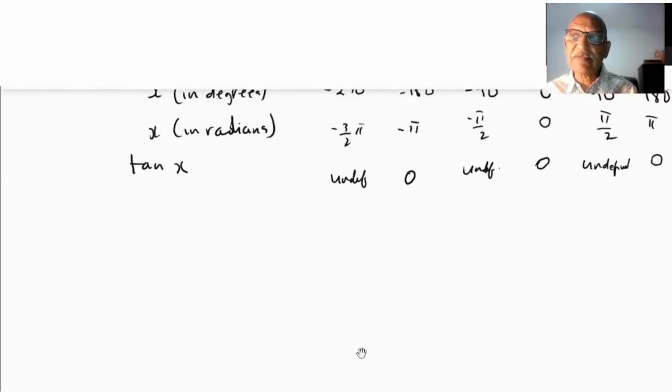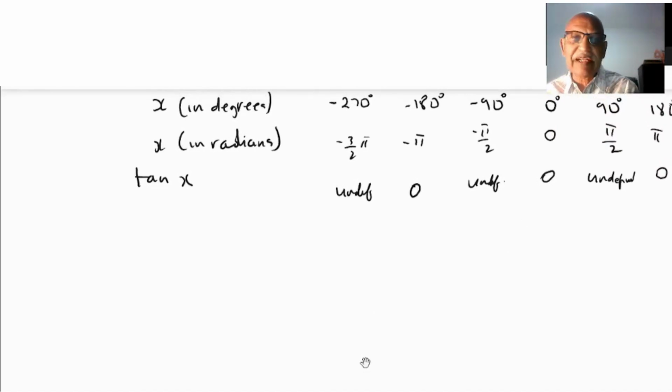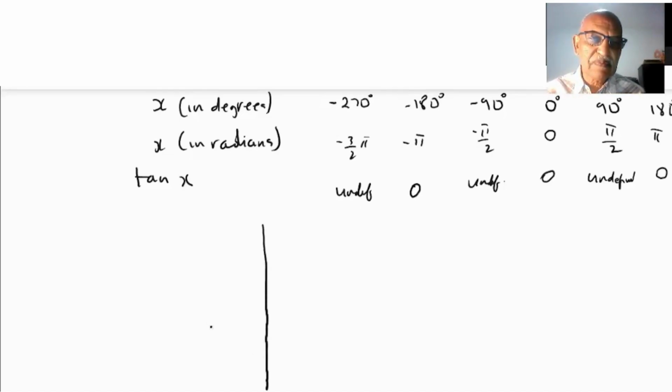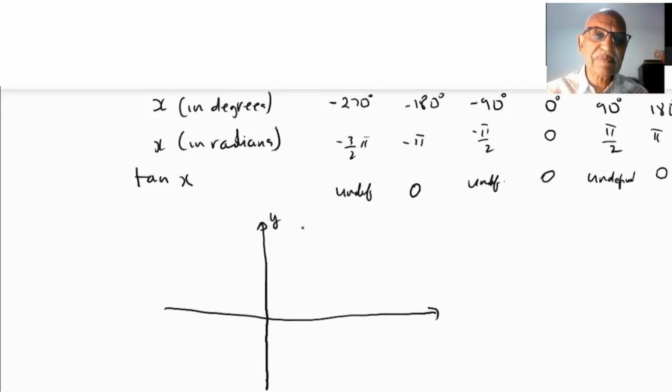So now, once we have these points, we can put them on the graph. So let's see. This is my graph. This is y equals tan x. This is my x. It might be in degrees or it might be in radians. It's the same. So in advanced functions we use pi. In functions we use degrees. So they're both the same graph.